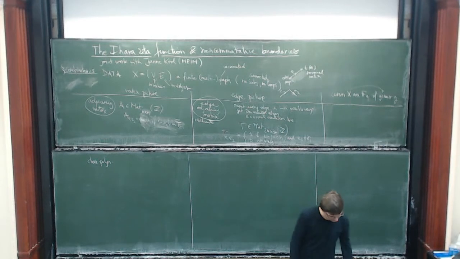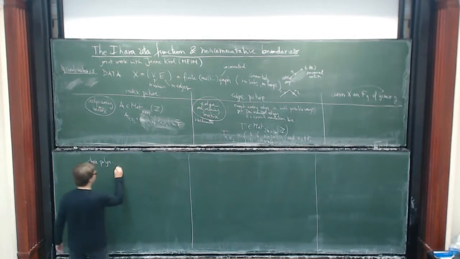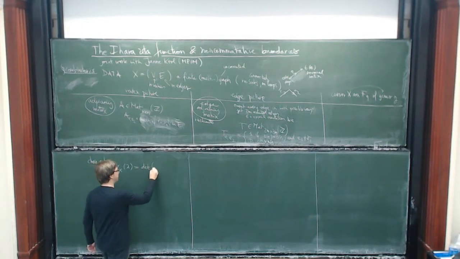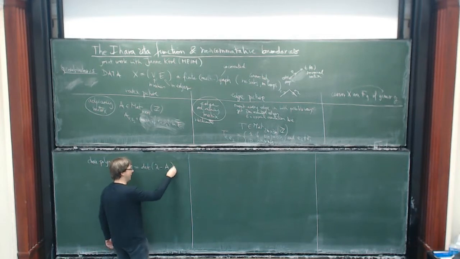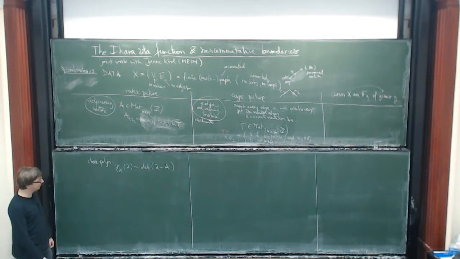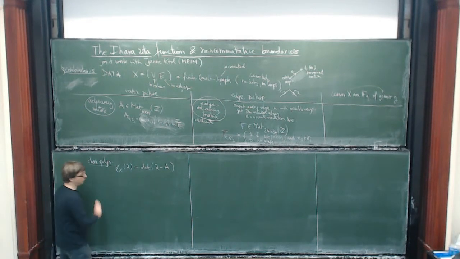The name for this was, oh yeah. So let's call it chi of the graph, or chi of A in lambda. This is just going to be the determinant of lambda minus A. And this is a thing which contains a few interesting graph theoretical invariants. And I'll tell you a little bit more about that.